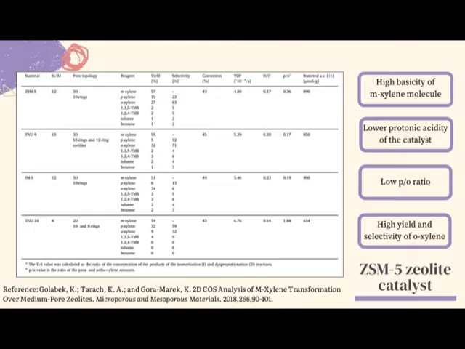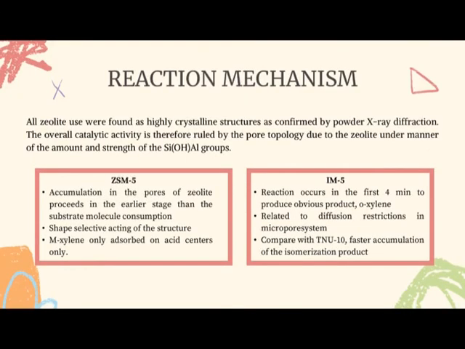To conclude, the results show that ZSM5 catalyst is the preferred catalyst to be used for m-xylene isomerization in producing o-xylene. For the reaction mechanism, all zeolites used were found to be highly crystalline structures, as confirmed by X-ray diffraction. The overall catalytic activity is therefore ruled by the pore topology, due to the zeolite determining the amount and strength of the SiOH group. For the first catalyst, which is the ZSM5, accumulation in the pore of the zeolite proceeds at an earlier stage than the substrate molecule consumption. It evidences the shape selective acting of the structure, since m-xylene only absorbs on acid centers.